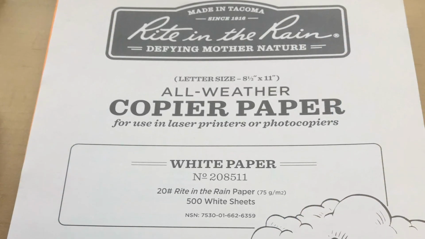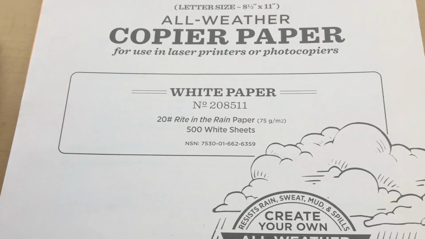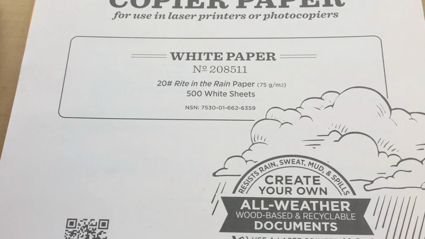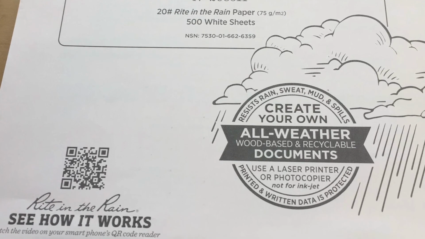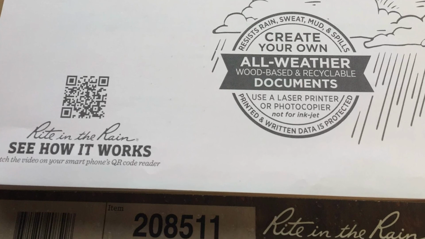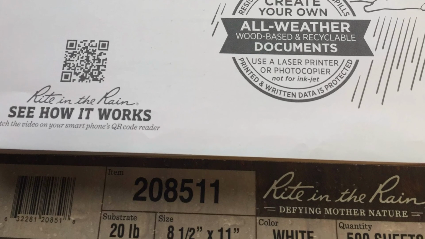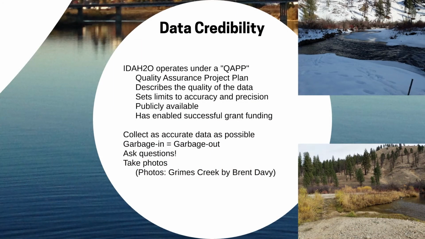I pre-print a few of each assessment forms on Write in the Rain paper. This all-weather paper has an acrylic type of moisture shield coating. You can use your regular printer and you can write on it with pen or pencil, even in the rain. It's easy to order Write in the Rain paper online. You can find it in some office supply stores too.